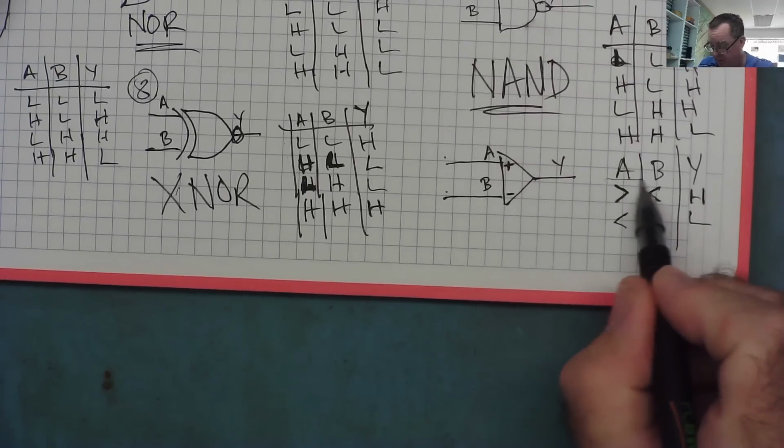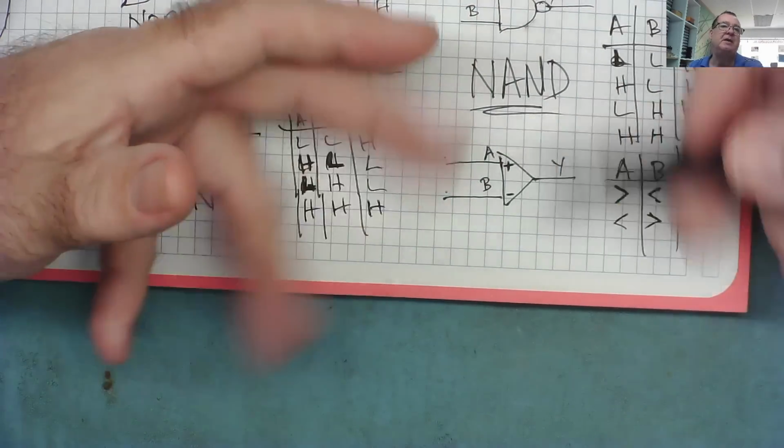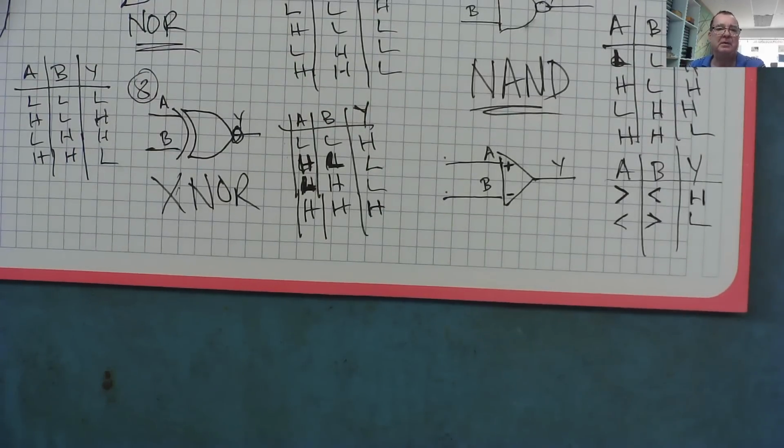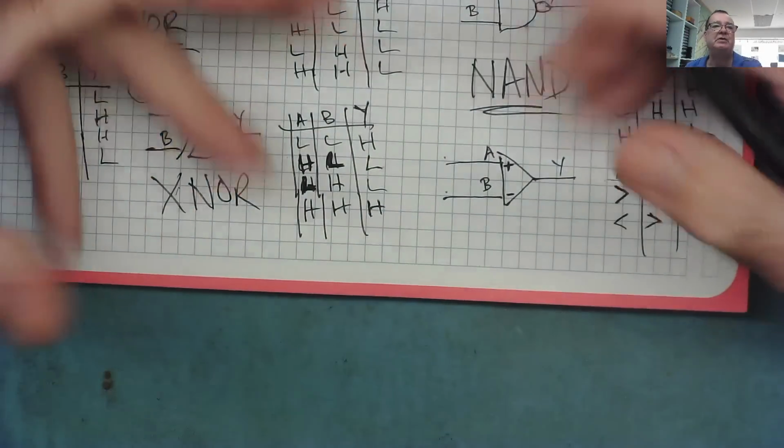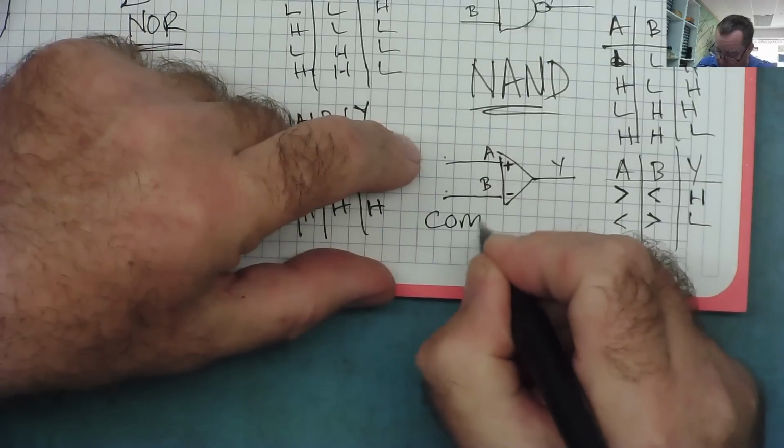High or low. But the way the device is used, it's used in such a way that A and B will not be the same. Okay, the way the circuit is designed, that condition doesn't occur. So this is a comparator.